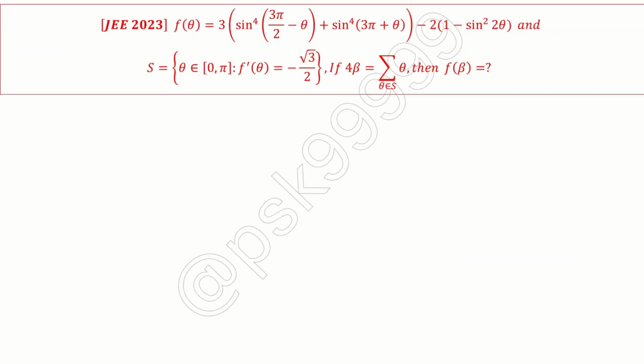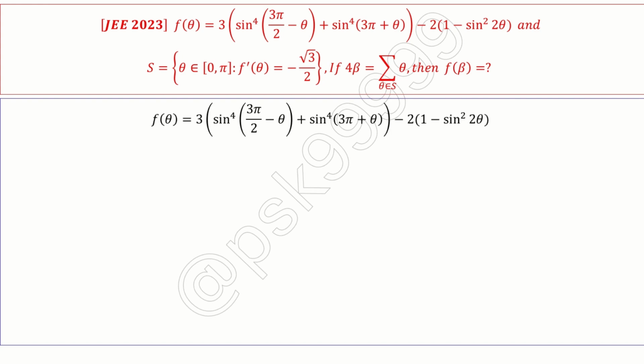Next. f of theta equal to 3 times sine to the power of 4, 3 pi by 2 minus theta plus sine to the power of 4, 3 pi plus theta, minus 2 times 1 minus sine square 2 theta, and it is given that theta belongs to 0 to pi, f dash theta, which is the first differentiation, equals minus root 3 by 2. If 4 beta is the sum of theta, then what is f of beta? The problem looks very complicated, but you have to do it step by step. Solve one by one, you will get the answer very easily.